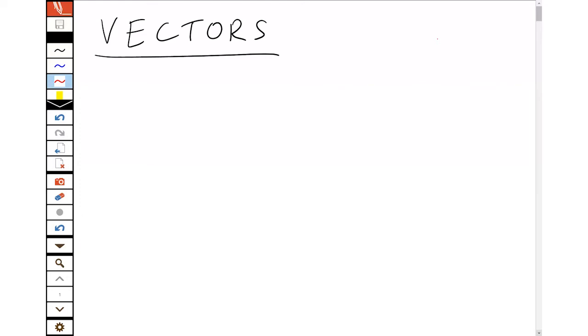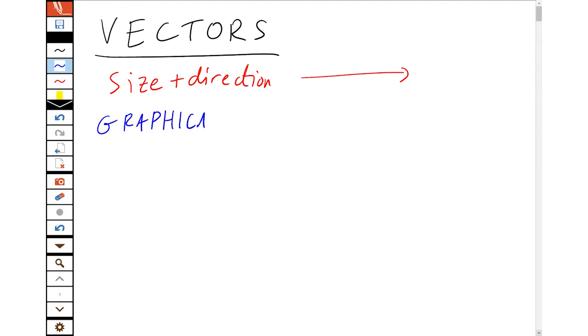Vectors, we know, have a size and a direction. And so this direction is always represented by a straight line arrow. Now, if we want to add or subtract or deal with these, then there's two main ways of doing it. The first is graphical, which we'll have a quick look at to make sure we're comfortable with it, but we'll be mainly using mathematical when we're doing any physics.